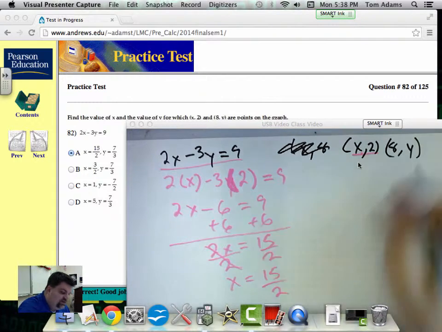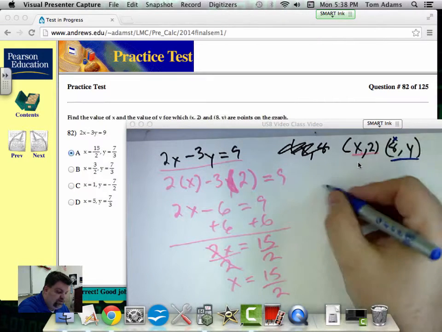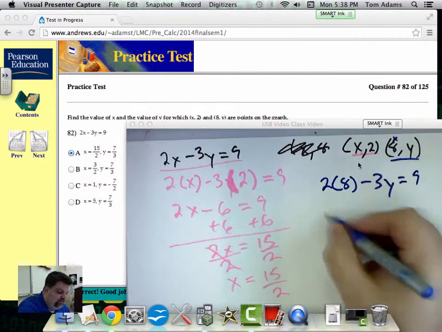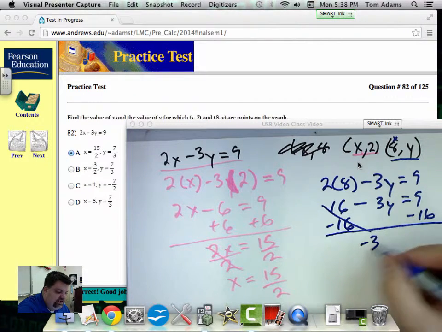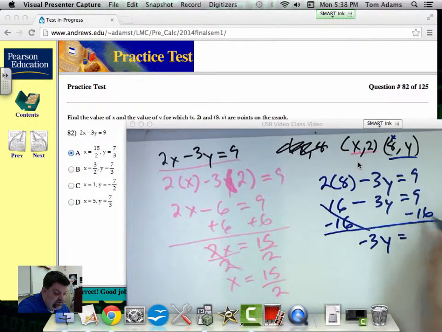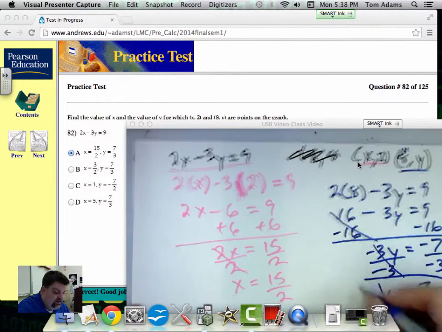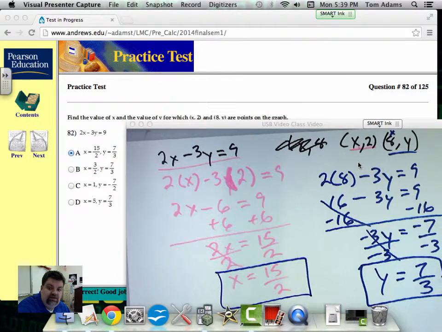Well, now let's do this for this. So in this case, I'm going to plug in 8 for x and just let y be y. So I'm going to say 2 times 8 minus 3y equals 9. 16 minus 3y equals 9. When I subtract 16 from both sides, these cancel and I get negative 3y is equal to negative 7. Divide both sides by negative 3, and I get y is equal to 7 over 3. And that is our answer.